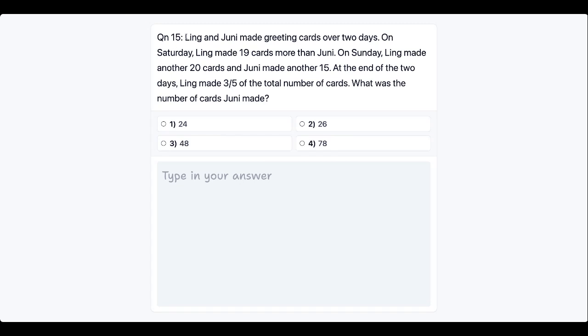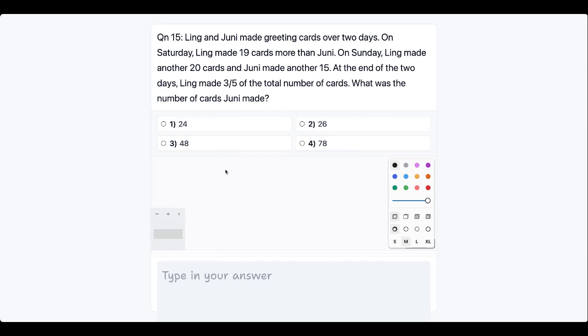Question number 15. Ling and Junie made greeting cards over 2 days. On Saturday, Ling made 19 cards more than Junie. On Sunday, Ling made another 20 cards and Junie made another 15. At the end of the 2 days, Ling made 3/5 of the total number of cards. What was the number of cards Junie made?